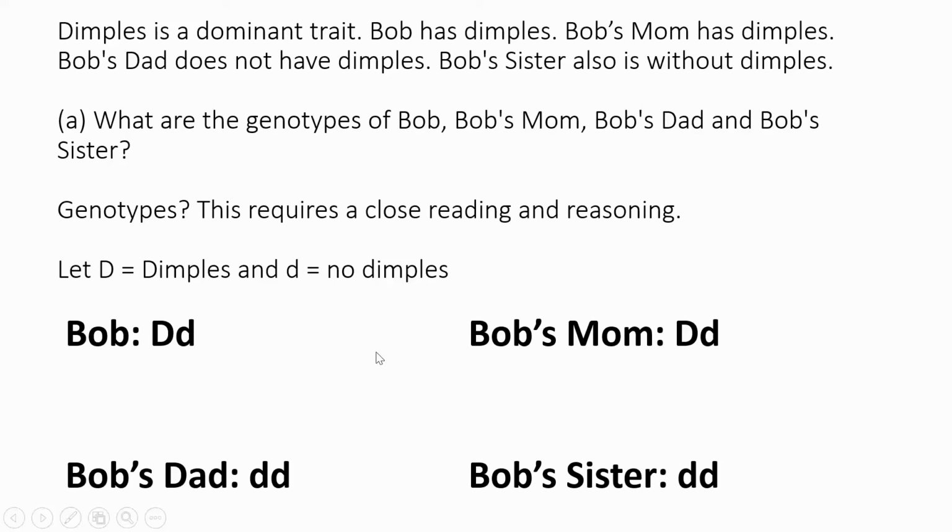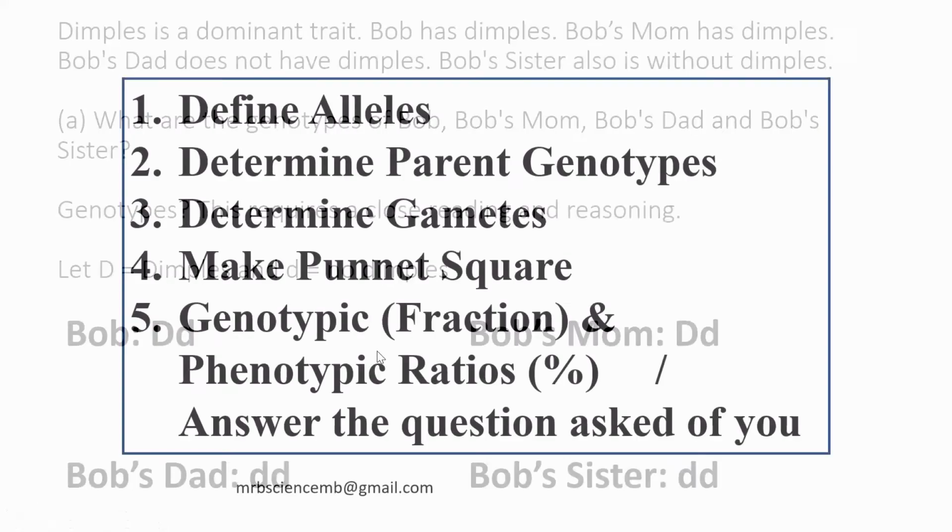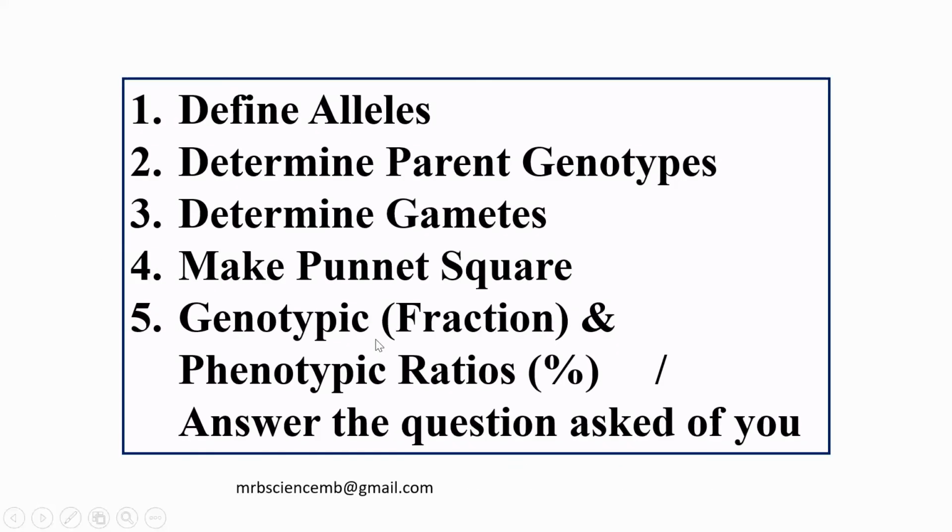So, on to part B. I'm just going to remind you before we get there, whenever we're going to be making Punnett squares, keep these steps in mind. Feel free to pause it here and review them, but these are the same ones you should be using for all your practice. Alleles, phenotypes, gametes, Punnett square, and then answer the question asked of you.